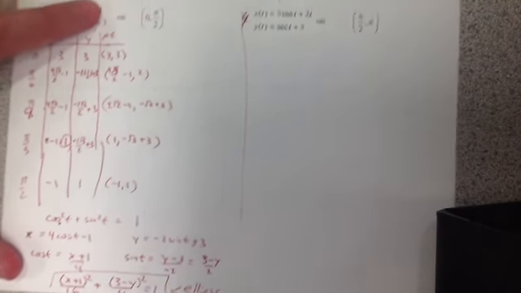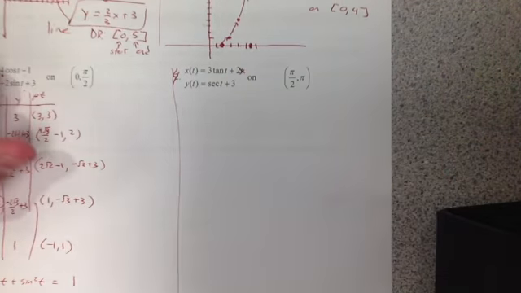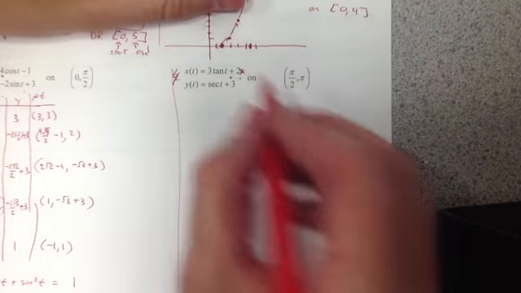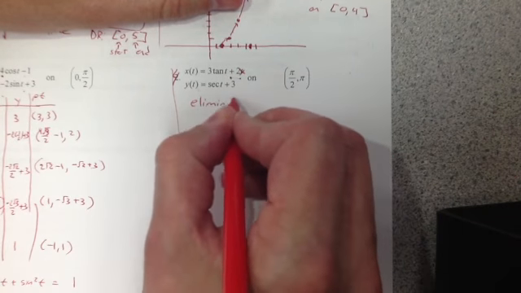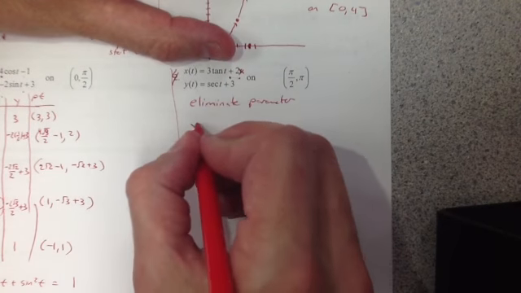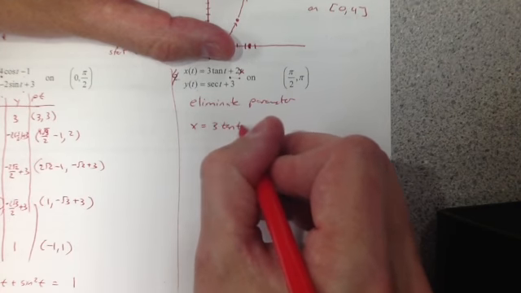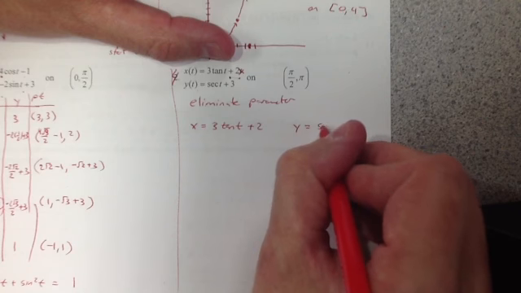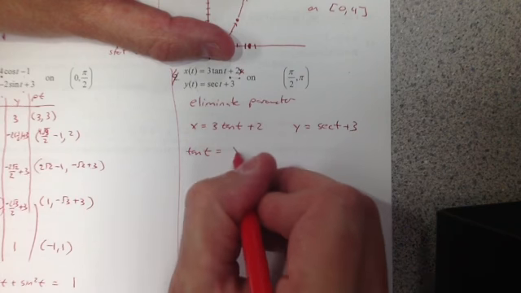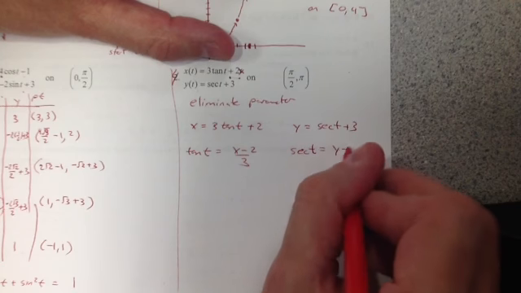All right, so let's take a look at the next one, number 4. Now for number 4, let's not worry about getting all the points here. Let's just practice eliminating the parameter. First of all, that should just be 2, not 2t. So if I want to eliminate the parameter for this one, we let x equal 3 tangent of t plus 2, and y equals secant of t plus 3. Solve for the trig: tangent of t is (x minus 2) over 3. Solve for the secant of t, that is y minus 3.